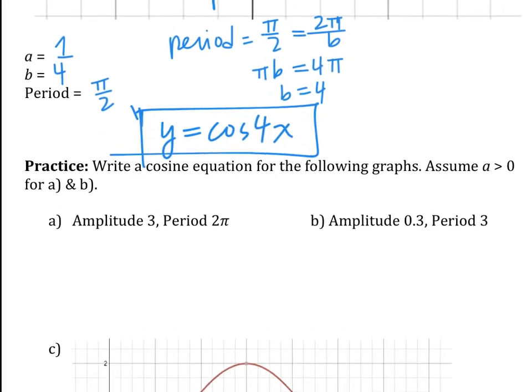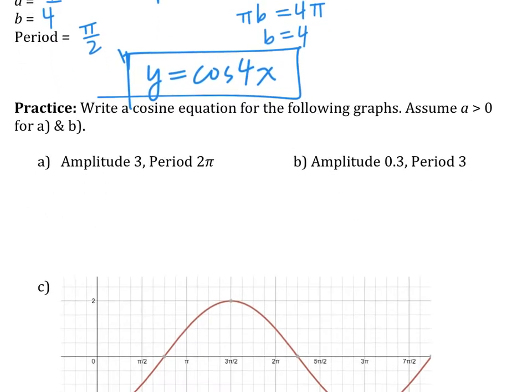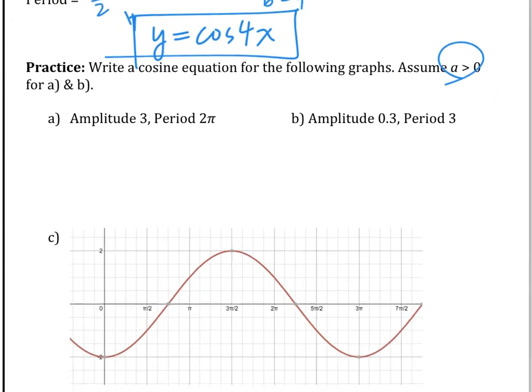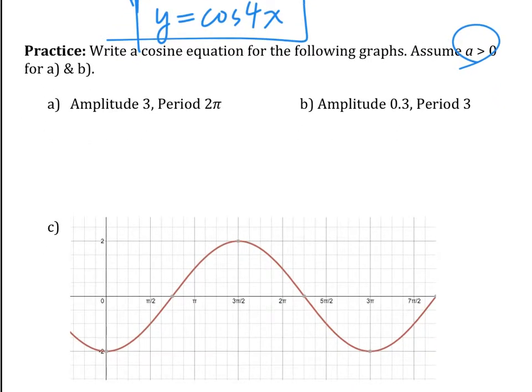All right. Let's go ahead and have you guys practice ABC. You're going to assume that A is greater than 0 for A and B, because it just told you amplitude. It doesn't really tell you where it starts, but you're going to assume A is greater than 0 just for A and B, and then C is look at a graph and write an equation. Let me know when you're done. Okay, A is pretty simple. The answer is y equals 3 cosine x.